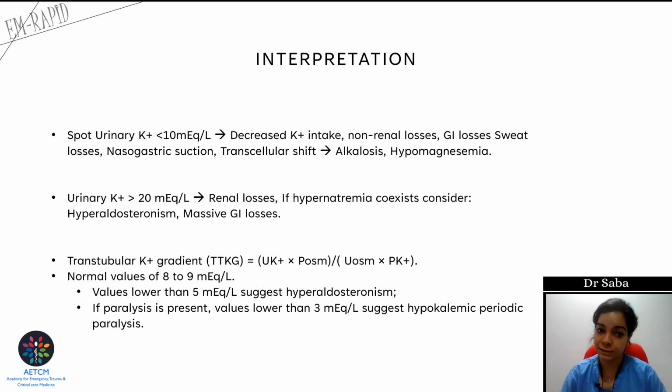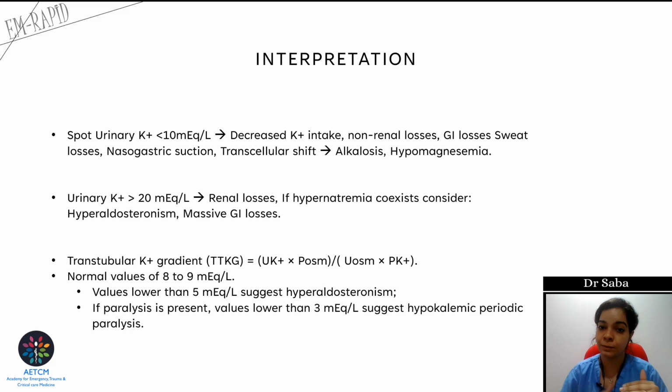Now, there is something else called the transtubular potassium gradient, which is calculated by the product of urinary potassium levels with serum osmolarity, divided by another product of urinary osmolarity and potassium levels in the serum. Normal values will be 8 to 9 milliequivalents per liter.